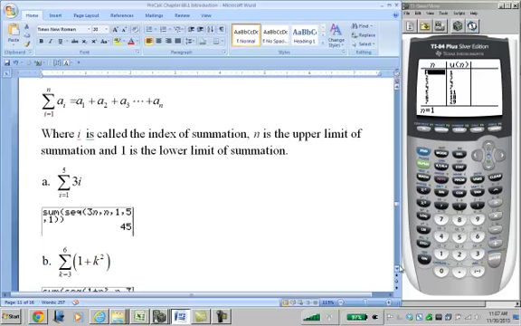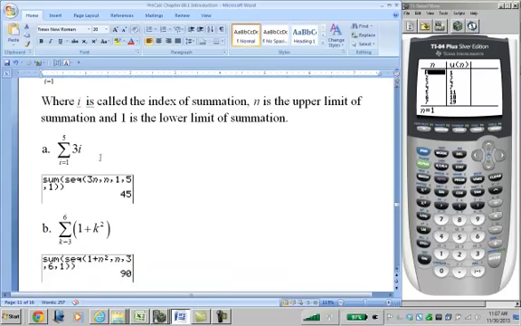N is the upper limit of summation. So I equals 1 would be the begin, and n would be the end of the loop, and then in between, a sub I is what you do in the loop each time, over and over again, to whatever the index is. All right, so here's example A.